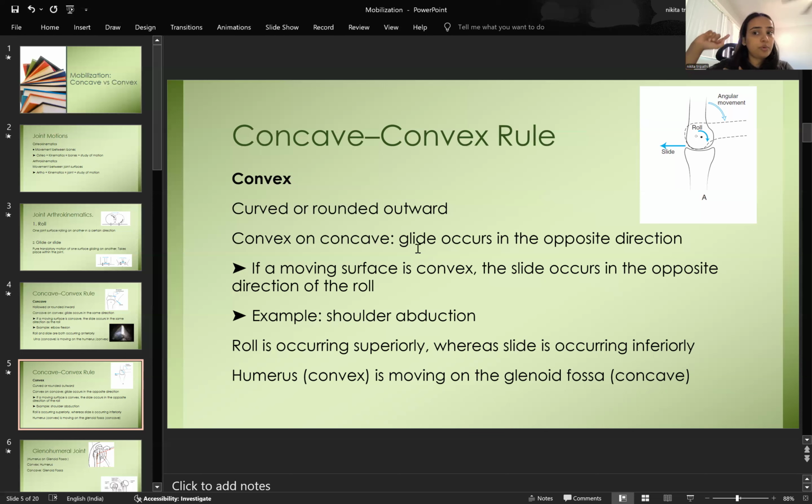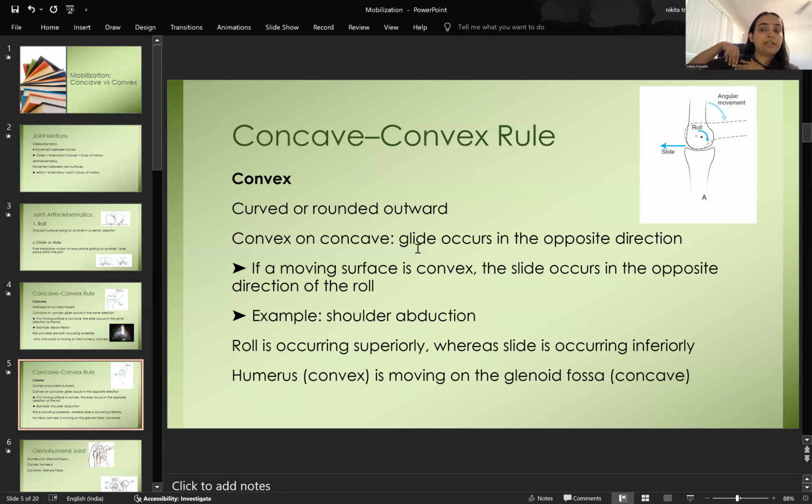Remember, osteo means bone, and rolling and gliding occur at the arthrokinematic level, at the joint level, that we can't see. So we will give a glide to the joint if we want to increase the motion. For example, my shoulder abduction is limited at this level. I want to increase my abduction. Then I have to give a glide that happens at the joint level.